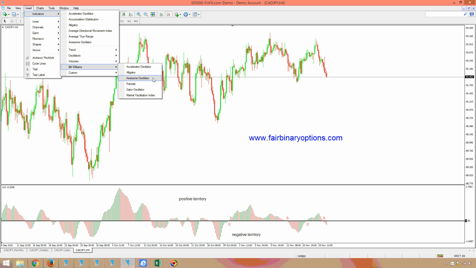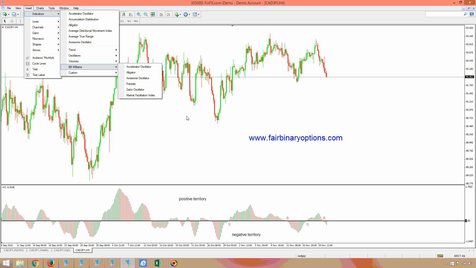There are 6 indicators that Bill Williams offered, and while the awesome oscillator has the same interpretation as the accelerator, the accuracy you will see, as you already saw in the first part, is greater on the awesome oscillator than on the accelerator. So if I were to compare between the two, I would always suggest this one.